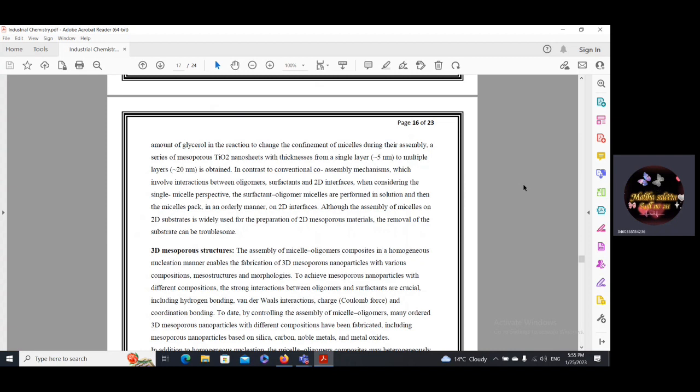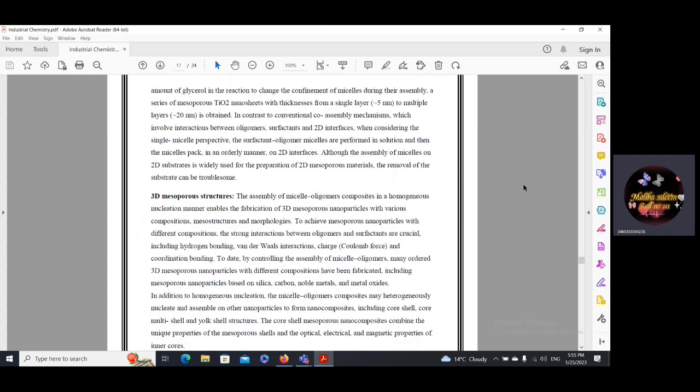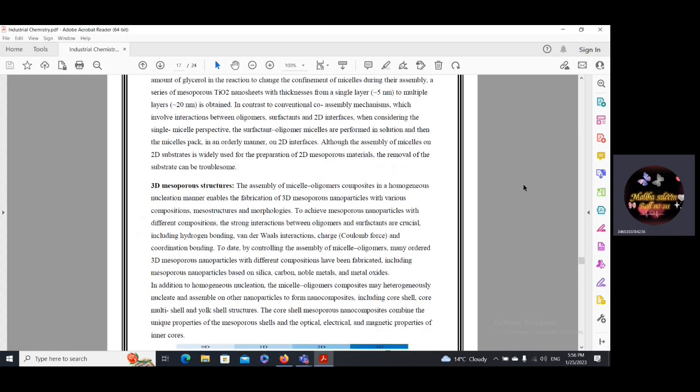When considering the single micelle perspective, the surfactant oligomer micelles are preformed in solution and then the micelles pack in an orderly manner on 2D interfaces. Although the assembly of micelles on 2D substrates is widely used for the preparation of 2D mesoporous materials, the removal of the substrate can be troublesome.